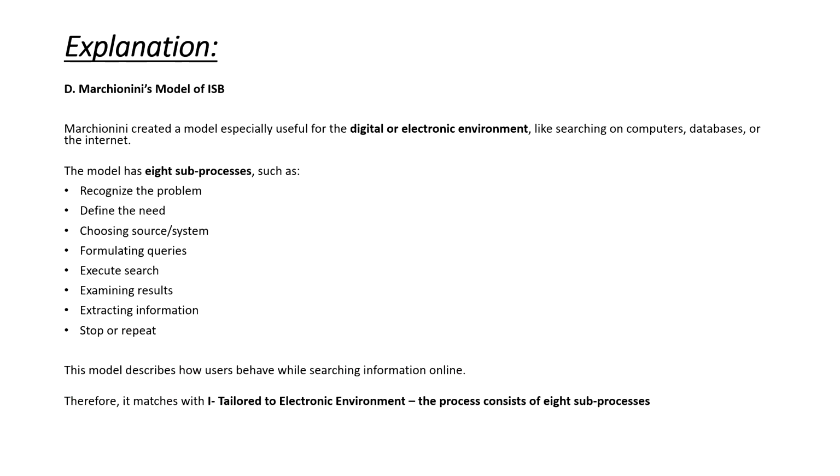Last is Marchionini's model of ISB. Marchionini created a model especially useful for the digital or electronic environment like searching on computers, databases, or the internet. The model has 8 sub-processes such as recognize the problem, define the need, choosing source or system, formulating queries, execute search, examining results, extracting information, and stop or repeat. This model describes how users behave while searching information online. Therefore, it matches with first option, that is tailored to electronic environment. The process consists of 8 sub-processes.